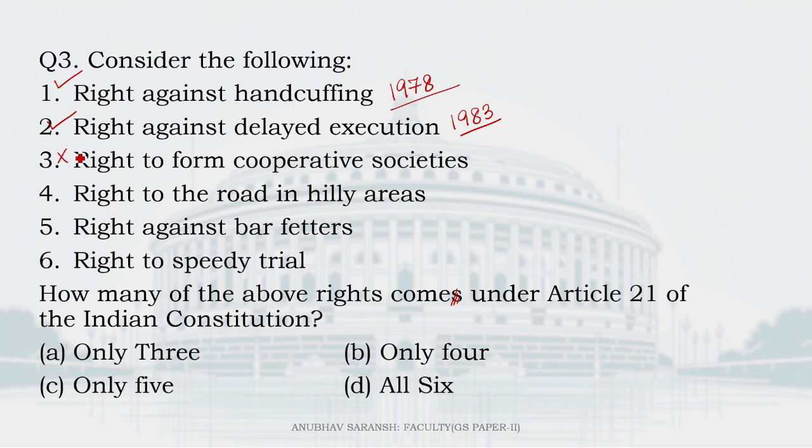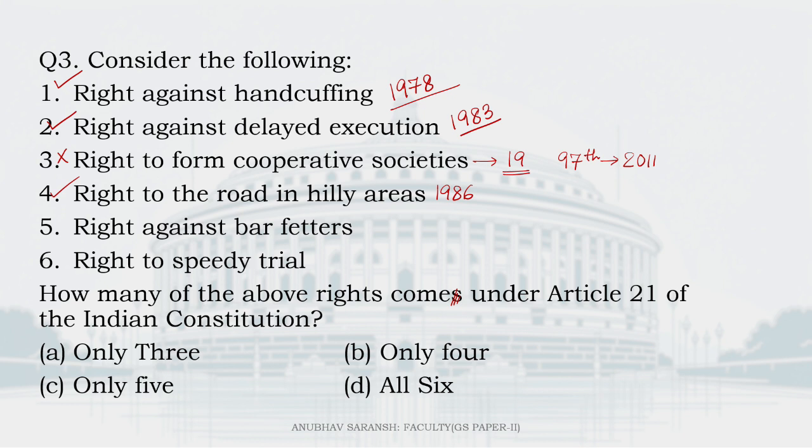Why? Because this is a part of which article? Article 19, which was added later on through the 97th Amendment Act of the year 2011. So 3 is wrong. Right to roads in hilly areas, yes. Umed Ram Sharma, 1986, versus the State of Himachal Pradesh. Correct. You don't have to remember the case names. The content is important. Right against bar fetters, yes.